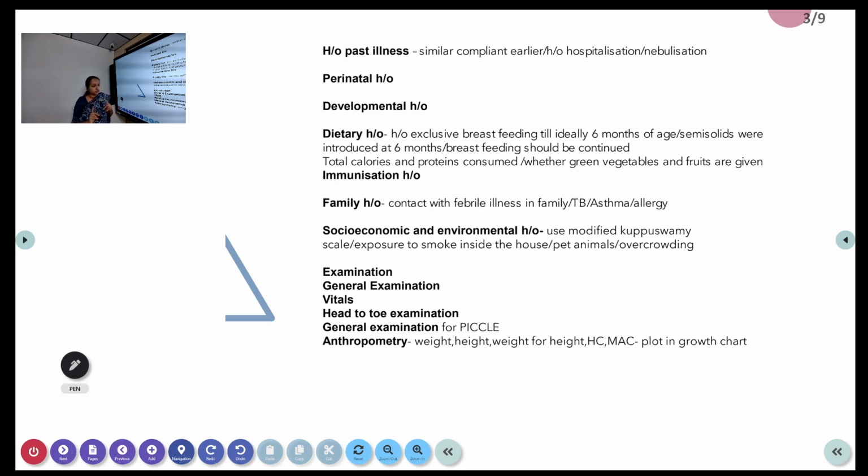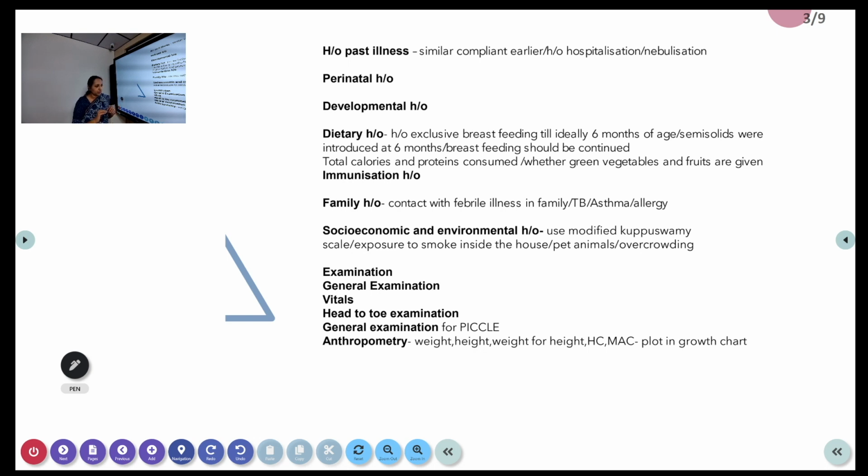Then don't forget to check the weight for the height. That parameter also is there. So weight, height, then weight for the height. That is for wasting. Then you take the head circumference and the mid-arm circumference. Mid-arm circumference is an age-independent anthropometric parameter. You take it in the age group of 1 to 5 years.